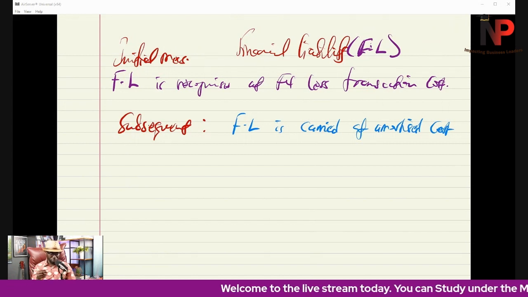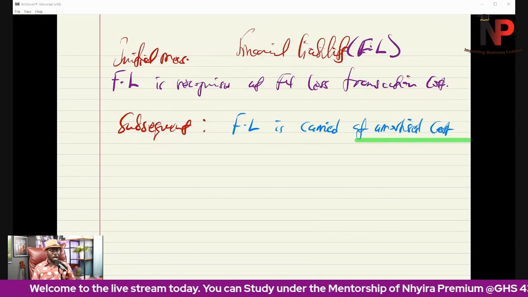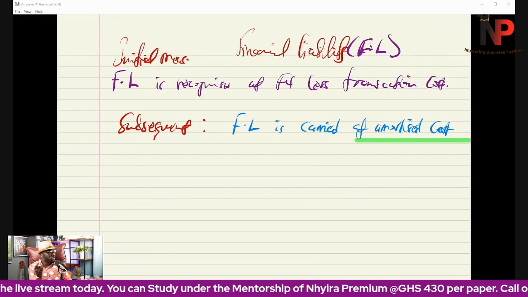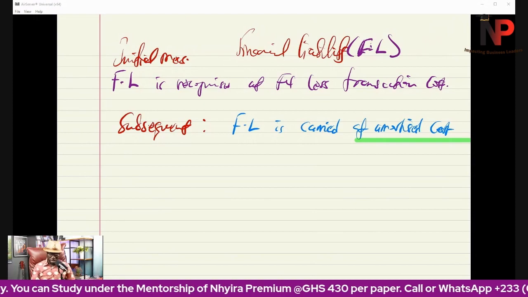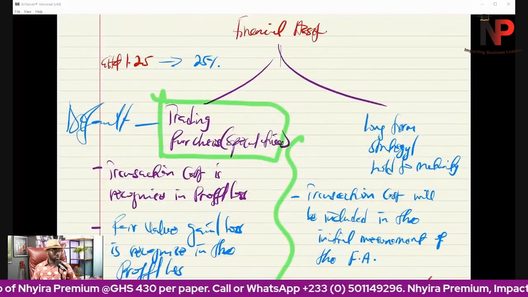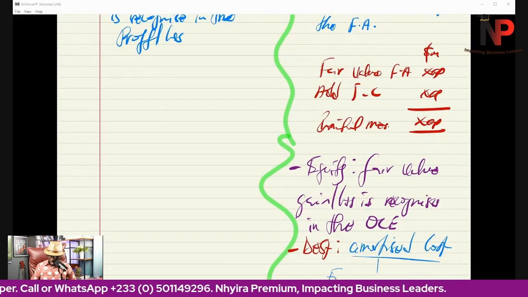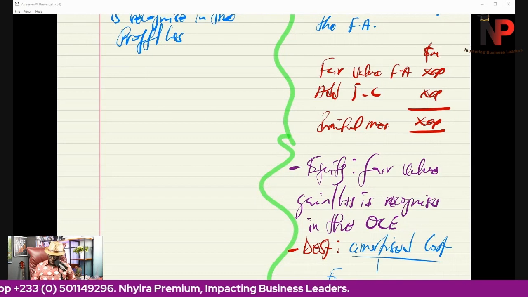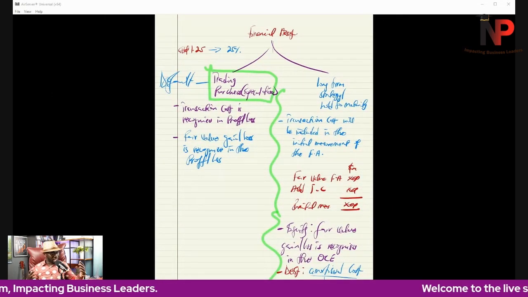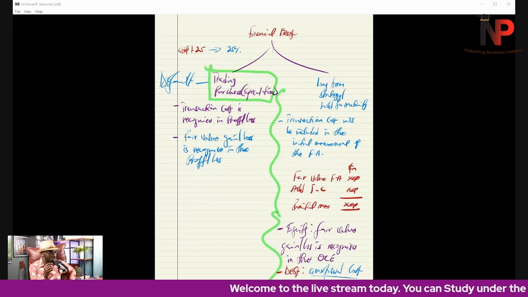Then on subsequent measurement, we'll carry it at amortized cost, and we will calculate the effective interest rate, and that will be finance cost in the P&L. But remember, in a financial asset environment, if we are applying amortized cost, we will have a finance income, because here we bought an asset. So here there will be finance income. That is the idea generally, and the key principles that you have to pay attention to when it comes to dealing with financial instruments.